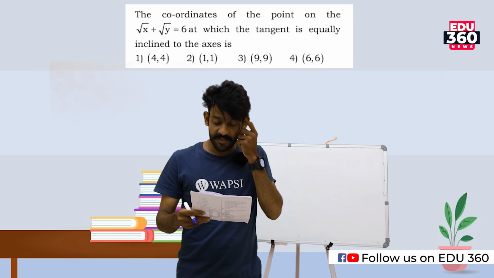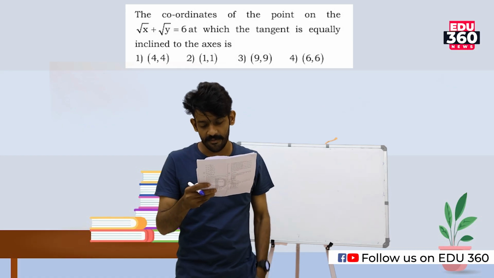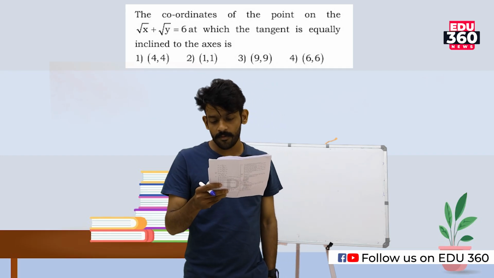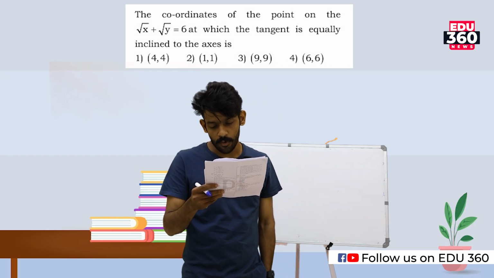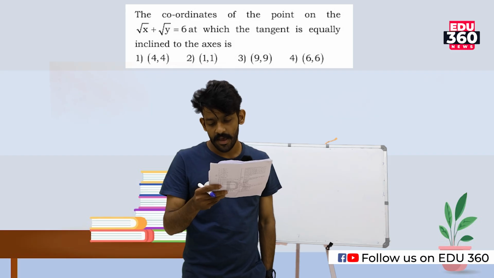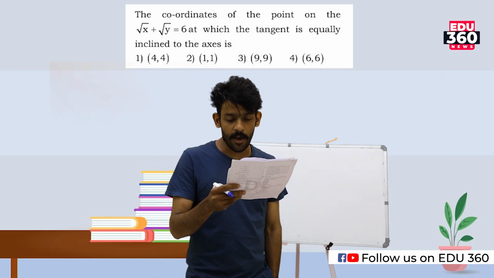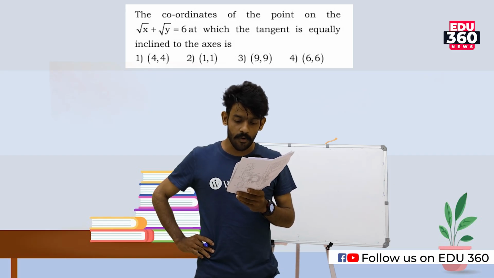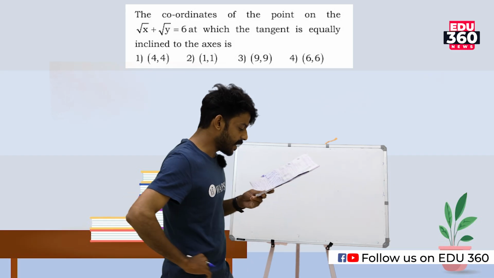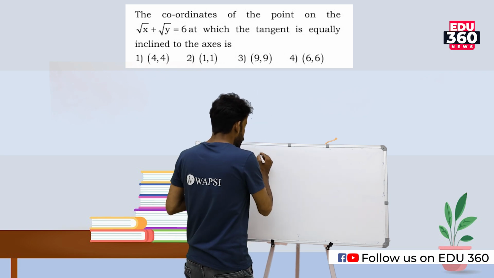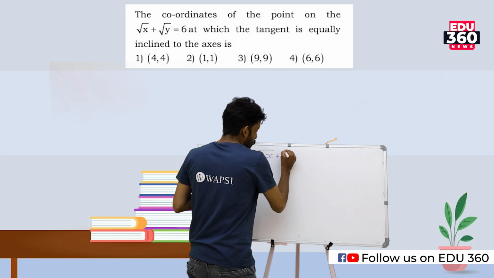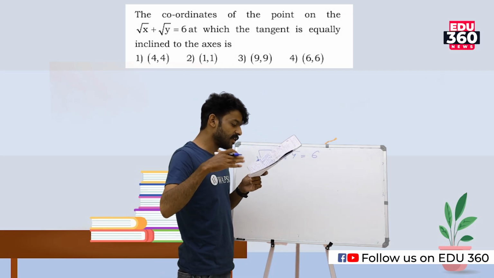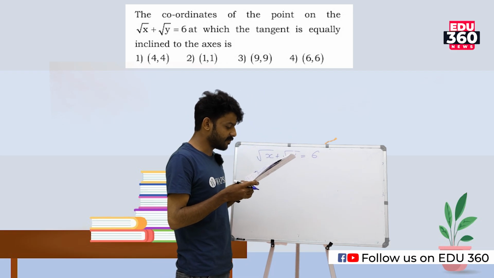Now we can move on to the second question. The second question is: the coordinates of the point on the curve root x plus root y equals 6, at which the tangent is equally inclined to the axes, is. Yes, the coordinates of the point on root x plus root y equals 6, at which the tangent is equally inclined to the axes, is.